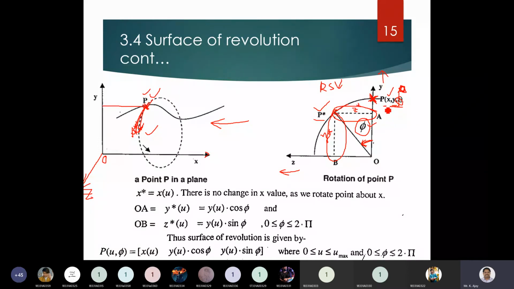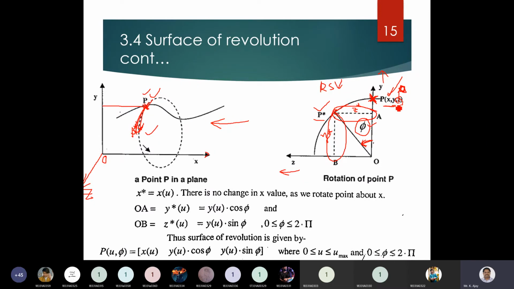Are you following? It's nothing but y. Okay, the x coordinate is not changing. We are done with the x coordinate. X is not going to change at all. Even though you rotate this point about the x axis, nothing happens to the x coordinate.